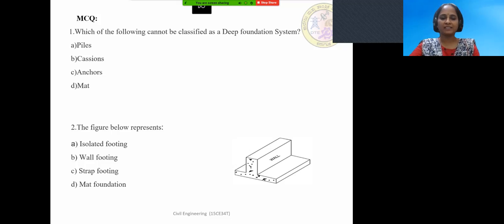Okay, I think you guessed the right answer. The answer is option D, that is mat foundation. Okay, we'll move on to the next question.